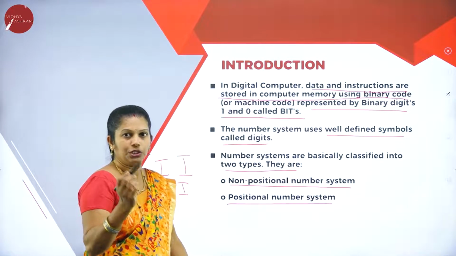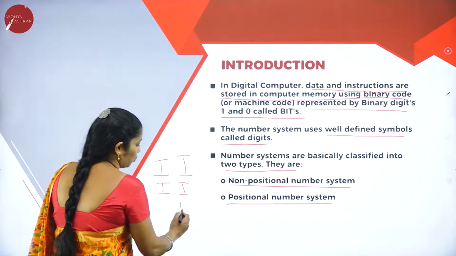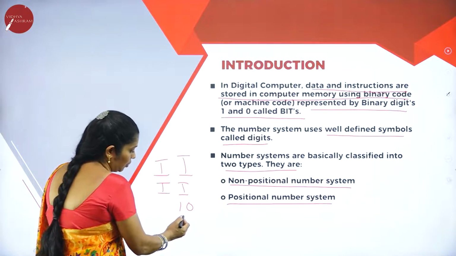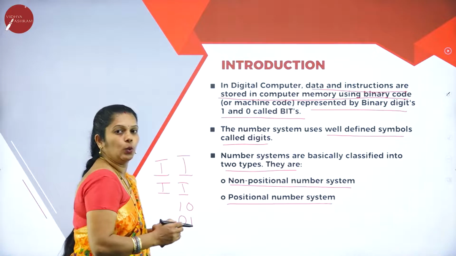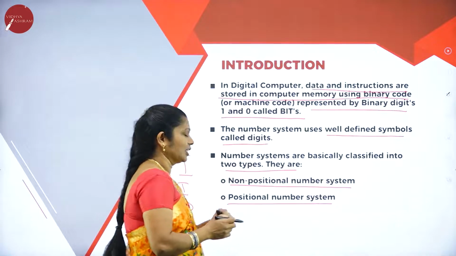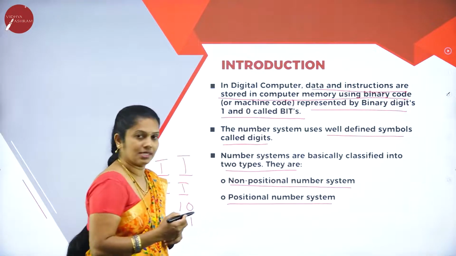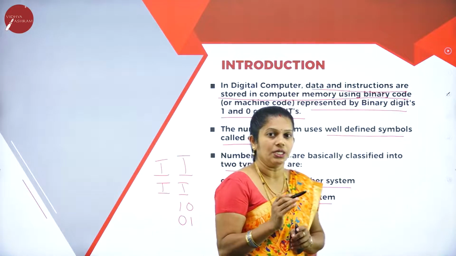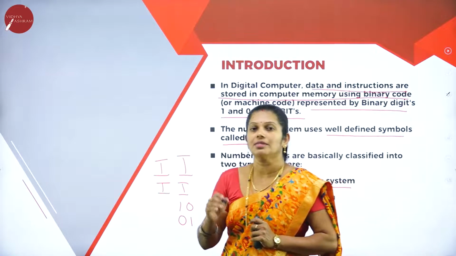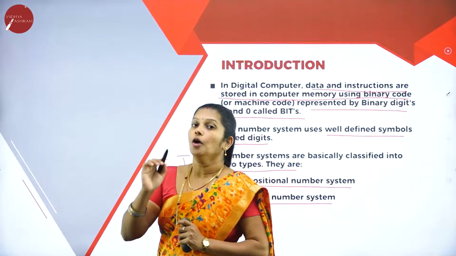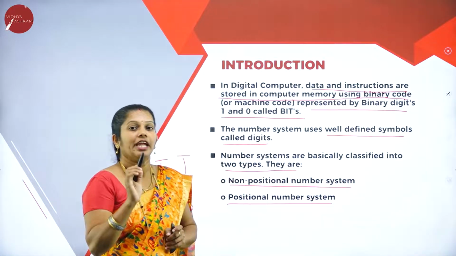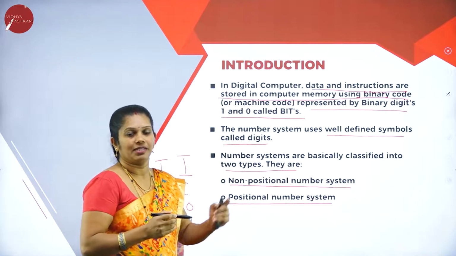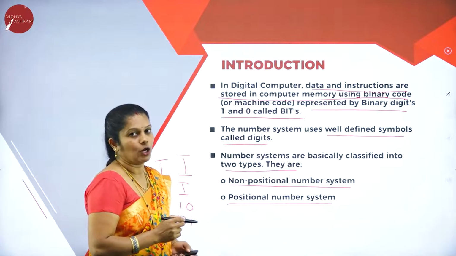But in a positional number system, for example, if I write 1 and then 0, and then interchange the positions to 0 and then 1, their value changes. That is a positional number system. Non-positional means it does not depend on the position, whereas the positional number system, as the name itself suggests, mainly depends on the position in which the digit is present. Depending upon that, the value changes.